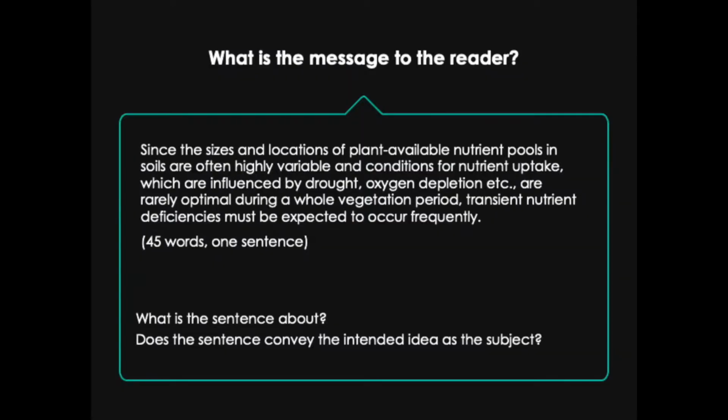So here's a sentence that is 45 words long. So it's too long. We need to think about what this sentence means. So let's take a look at it. It says, since the sizes and locations of plant-available nutrient pools in soils are often highly variable and conditions for nutrient uptake, which are influenced by drought, oxygen depletion, etc., are rarely optimal during a whole vegetation period, transient nutrient deficiencies must be expected to occur frequently.